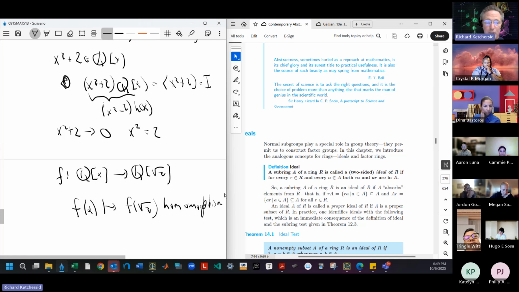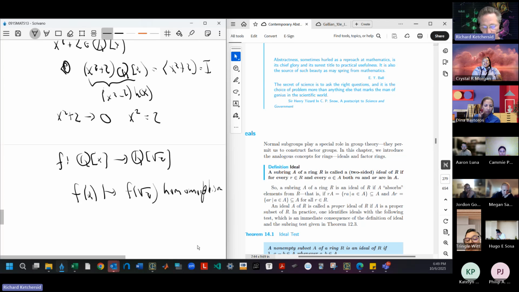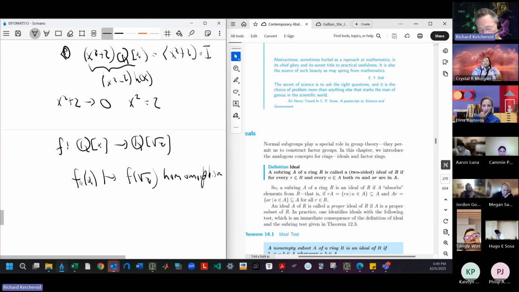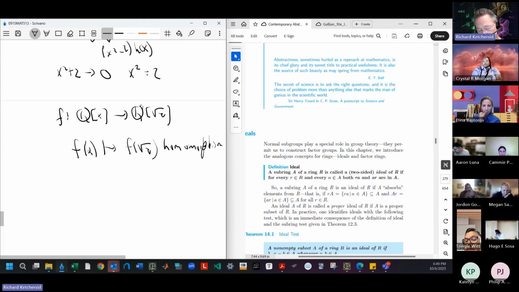Because it's an evaluation map. We just showed that it's an evaluation map, right? We're using the fact that we know what square root of 2 is, right? So it's a homomorphism. Why is this, by the way, actually a field? Why is this a field?